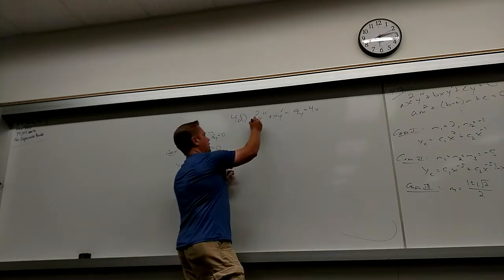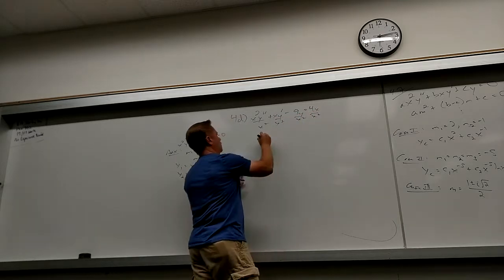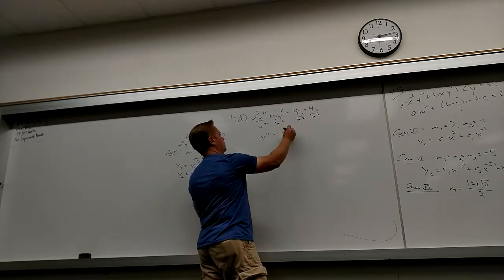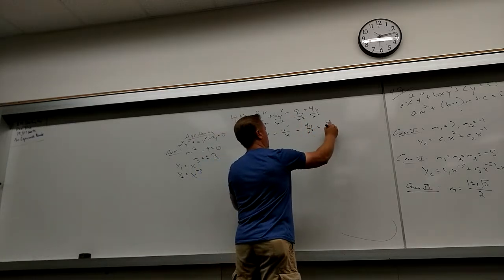So when you divide by x squared, y double prime plus y prime over x minus 9y over x squared equals 4 over x.